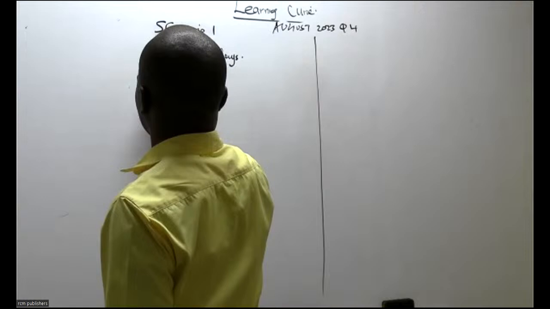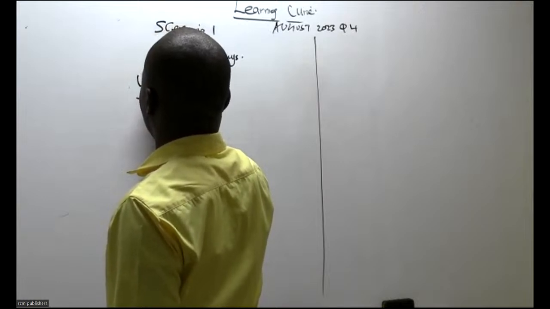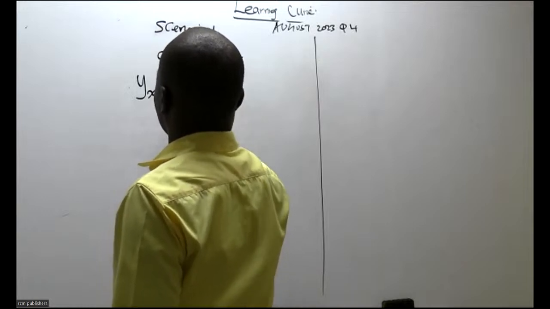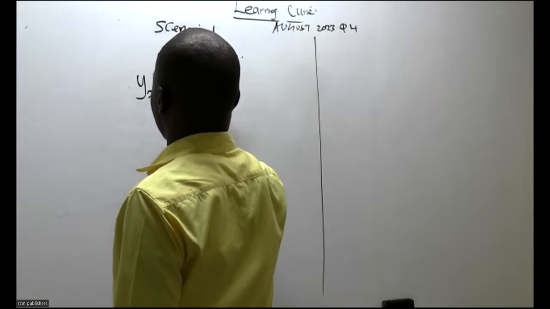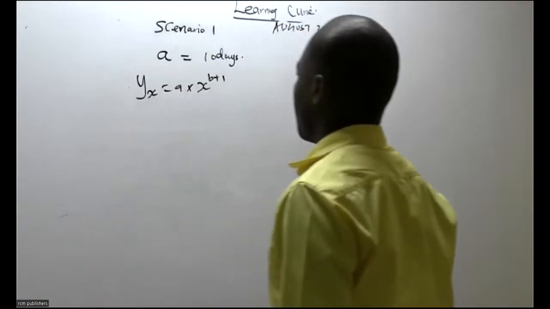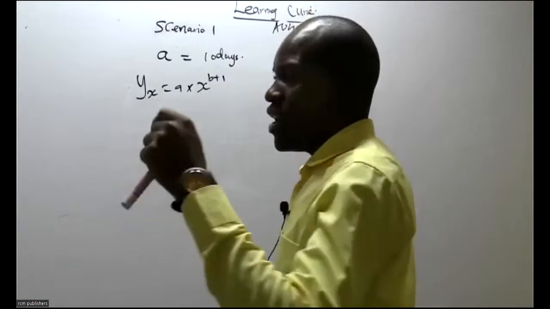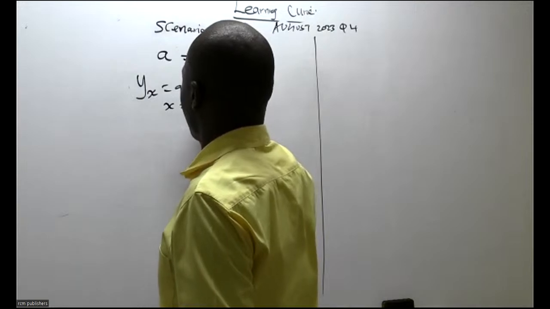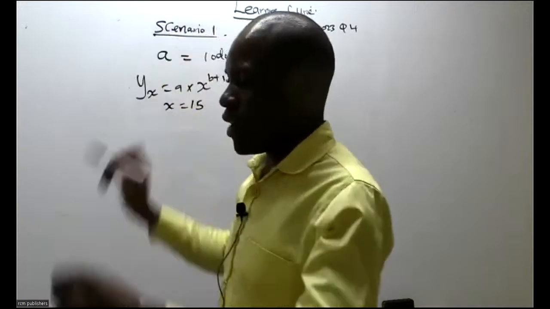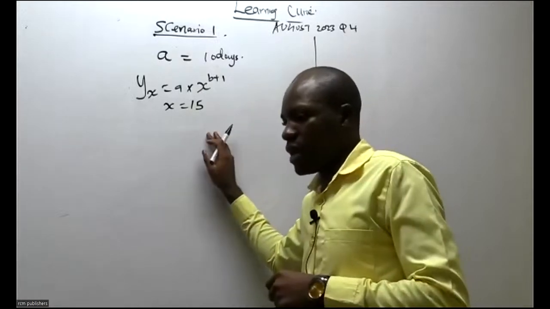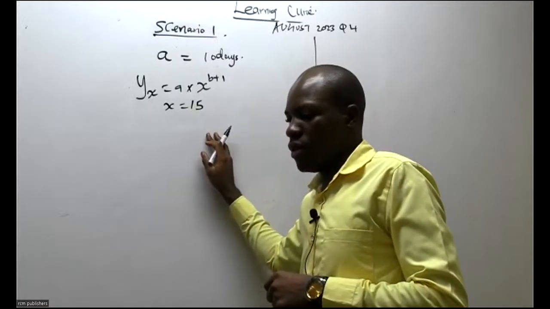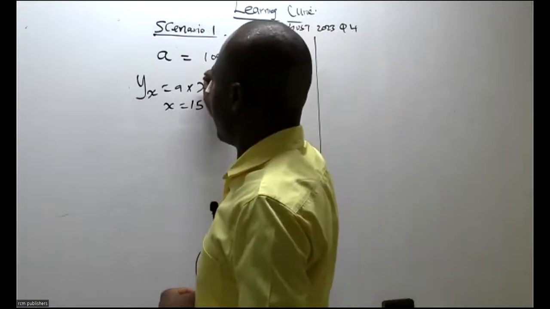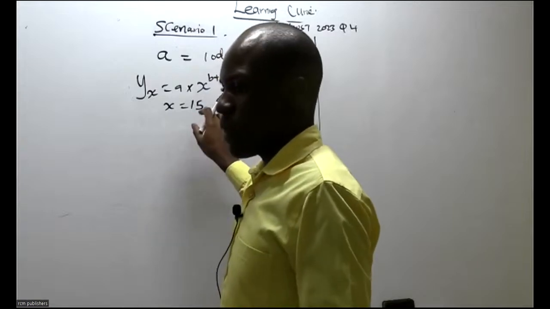Y is equal to A times X raised to power B plus 1. So we have X, we have B somewhere. I want us to do something here. How many hours do they need to produce the 15 buses? So our X is 15. Remember scenario 1, they are working overtime to produce the 15 buses. So let's see the number of days they are going to take to produce the 15 buses.